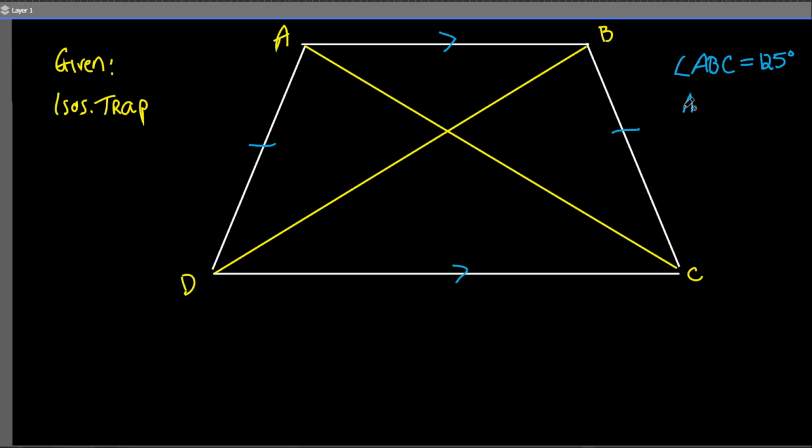So here's some stuff they tell you. They say AC is 7x and BD is 4x plus 12. And they also draw some stuff inside the trapezoid. They tell you that this is 30 degrees. They call this point E. Yep, that's everything they give you.